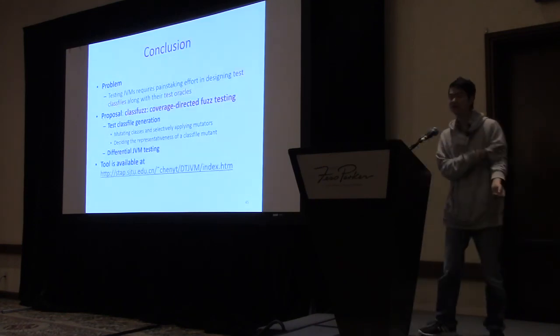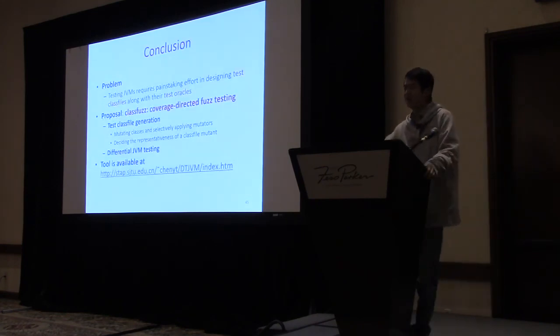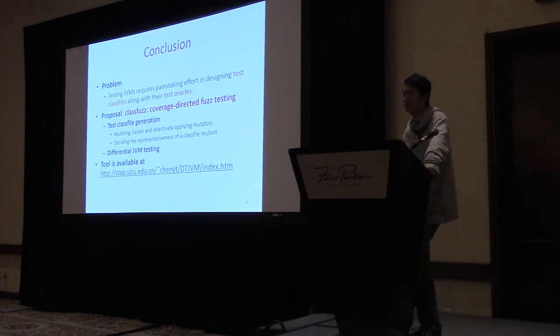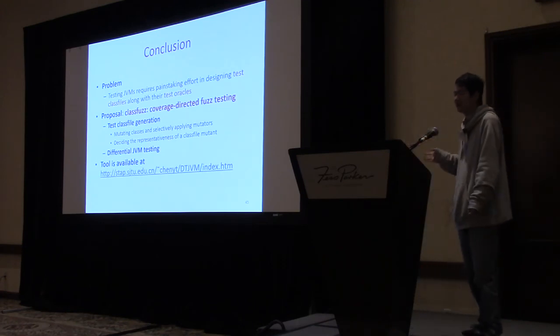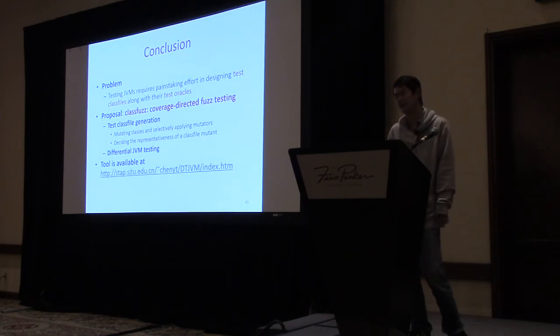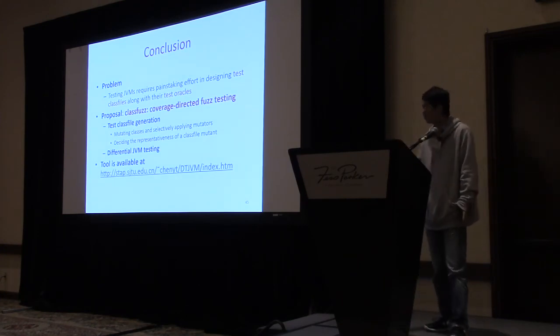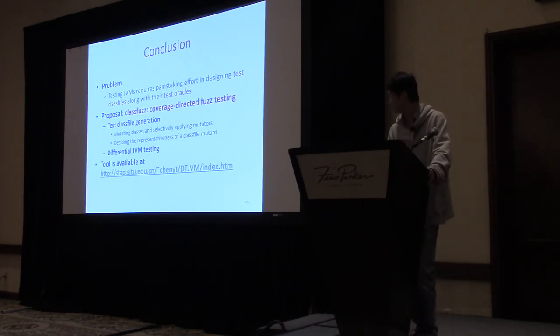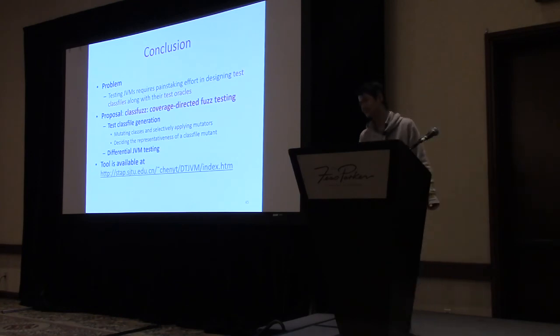Here is the conclusion part. Although domain-aware fuzzing has been employed in exposing defects in large-scale software systems, it has not yet been successfully employed in JVM testing. And in our work, we have proposed a coverage-directed approach to differential testing of JVMs. Our evaluation results have clearly shown that classifier is effective in yielding representative test classifiers and finding some JVM problems or defects. And more information can be found at the website. That's it. Thank you.